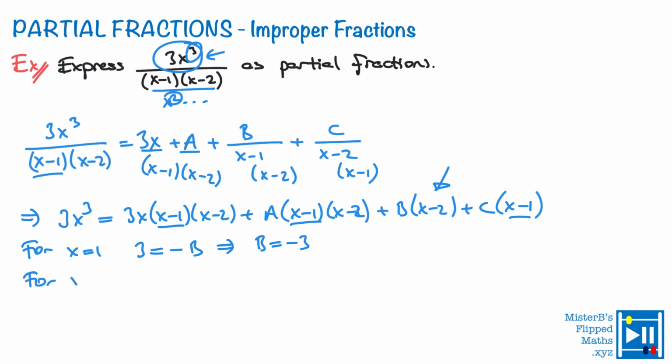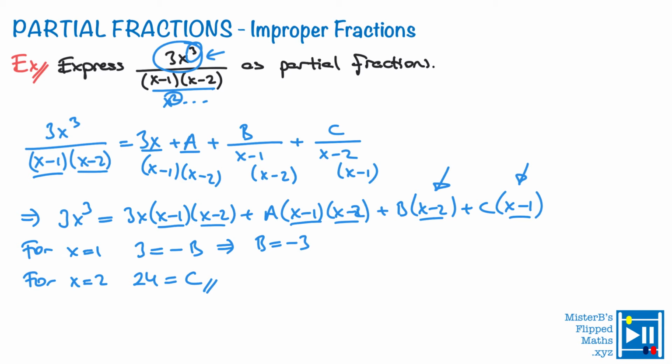Now, for x equals 2, this is the root of this factor, I will have the left-hand side to be 24 equals, as you can see, the first 3 terms have x minus 2 as factor, so they will cancel out to 0. And I'm going to be finding c, this one. So if I substitute 2 minus 1 is 1, 1 times c is c. Apparently, c is 24.